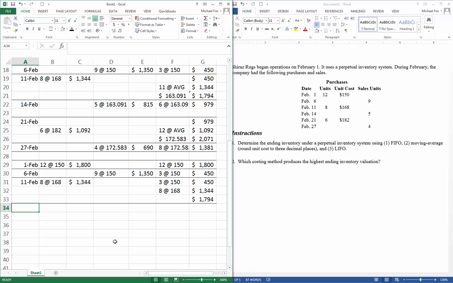Now we'll finally get to think in terms of last in, first out with the 14 February sales transaction. On 14 February, we sold 5 units. And the question is, which units did we sell? And since this is last in, first out, we're assuming that we sold the last units we purchased, which would be the ones that cost us $168. And then we'll assume the ones that are remaining will be the 3 that we paid $150 for, and 3 more that we paid $168 for.